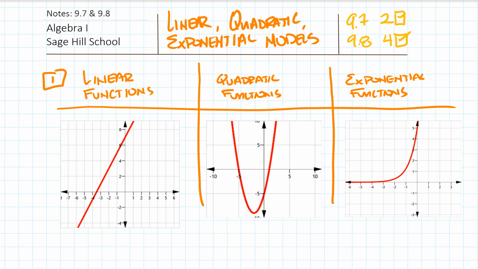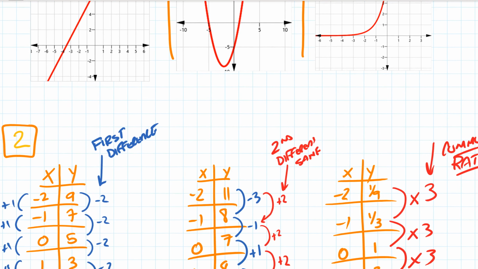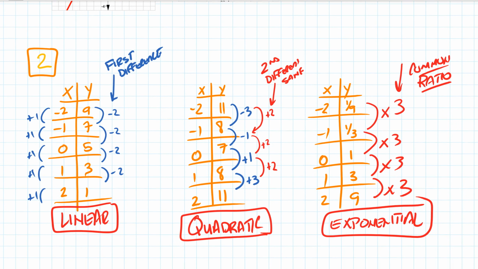In 9.7, there are three basic kinds of functions that we've talked about in class so far: linear, quadratic, and exponential. Okay, so linears are lines, quadratics are parabolas, exponentials have this shape here. We want to be able to tell the difference not only from the graph but from tables, and here is the idea of how you do it from a table.